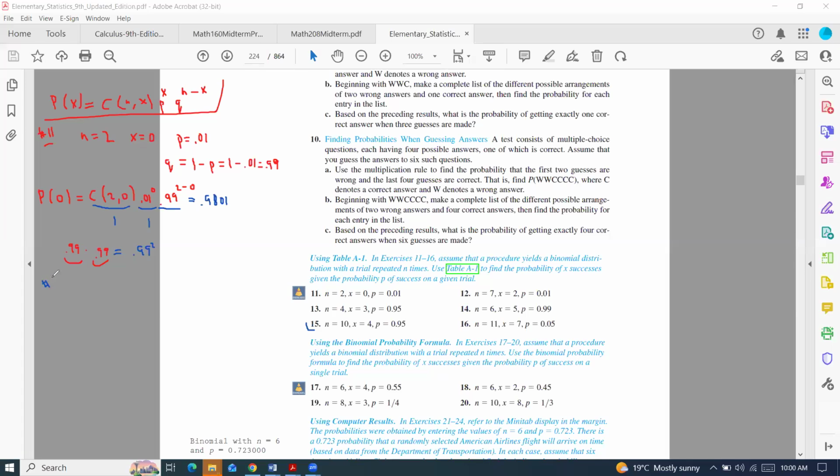So I can use it again in exercise number 15, just to show you that all exercises in this section are really the same. From the perspective of using a calculator, you're just going to put the numbers in such that n is 10, x, which is the number of successes, is 4.